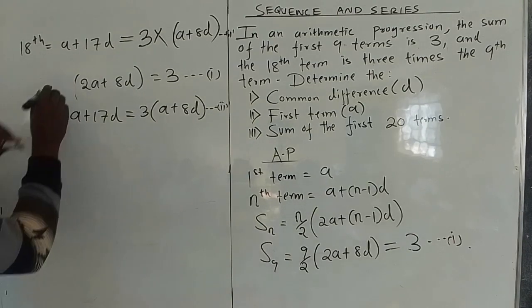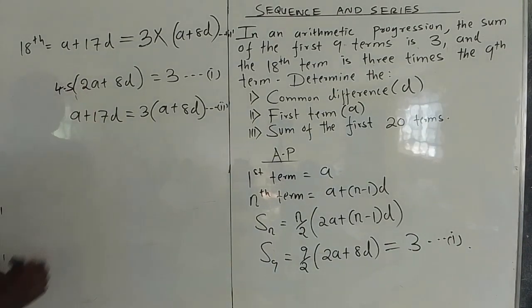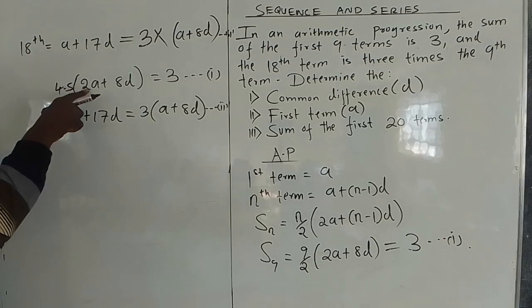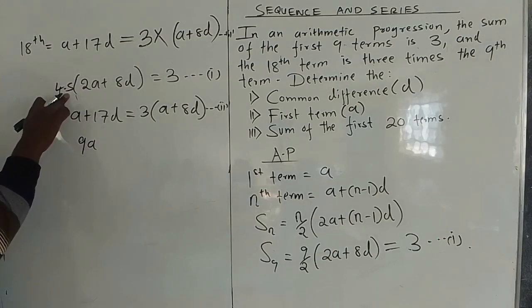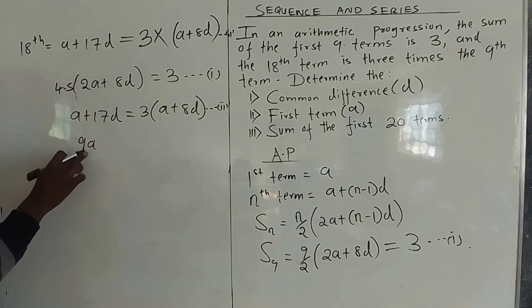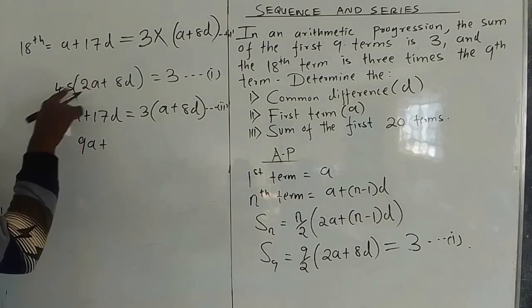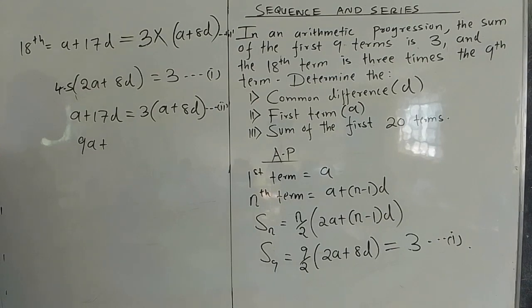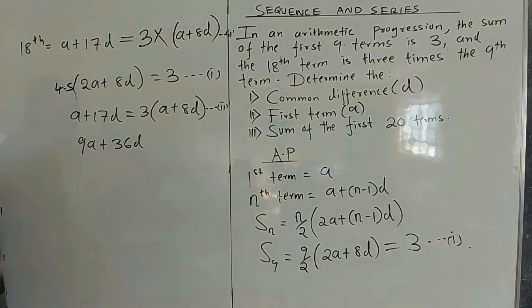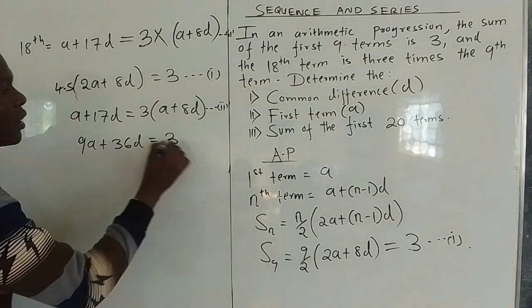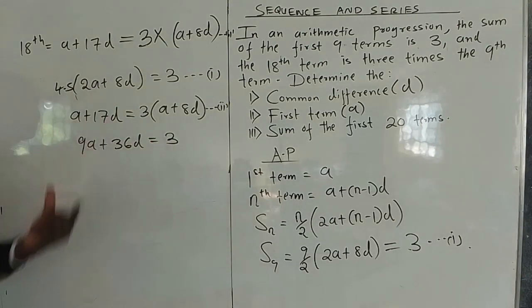This is how to simplify it. 9 over 2 is what? 4.5. So you see this is easier to work with as a decimal. 4.5 times 2 is now 9a, isn't it? Then you have plus 4.5 times 8, which is 36. So it is 36d, isn't it? Is equal to 3.